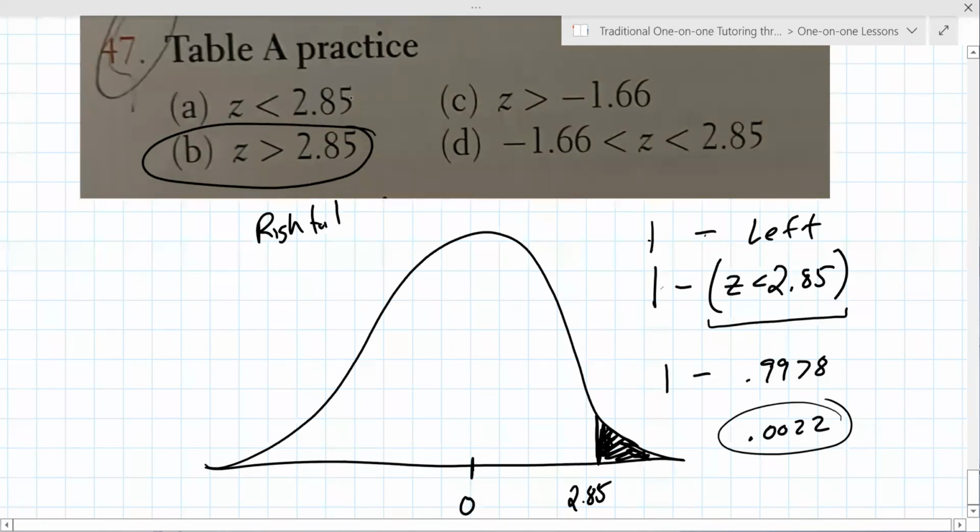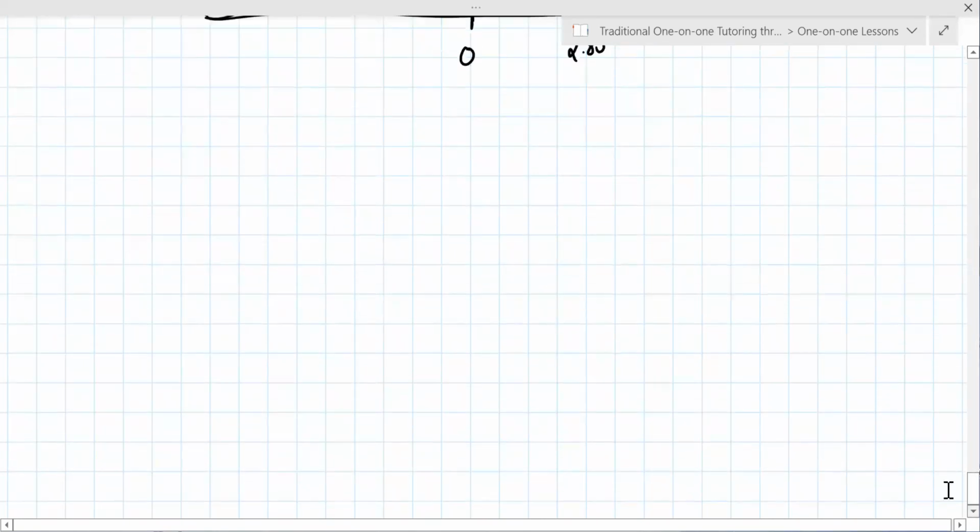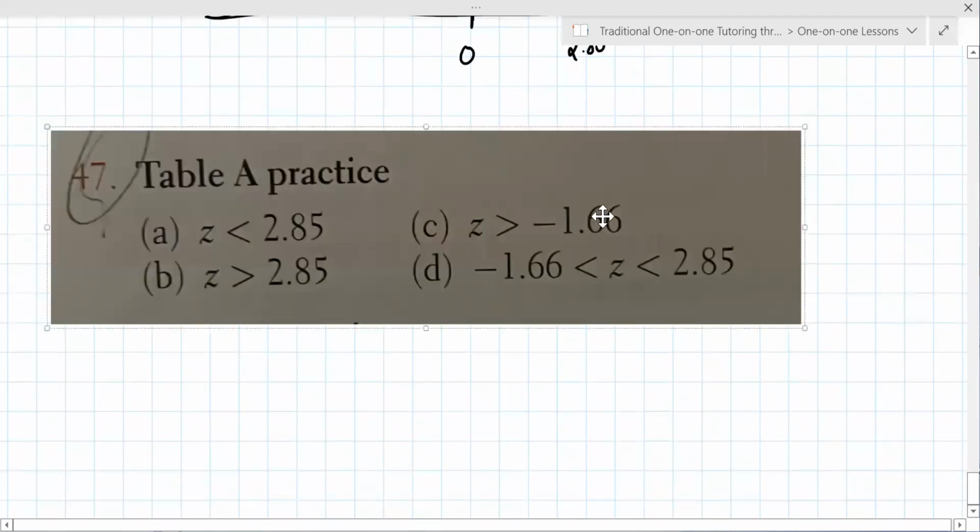So what kind of questions do you think your teacher is going to give you on the test? I genuinely have absolutely no idea what it's going to be on the test, but it's not going to be A. A is too easy. They're going to give you right tail most likely, because for A, you just go look it up in the table. They think that's very straightforward. Right tail, you're going to look it up and then subtract it from 1. This will make more sense when we do part C. So let's do part C now.